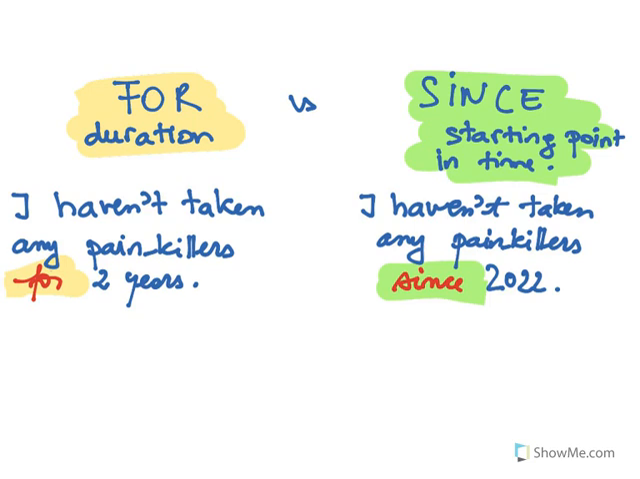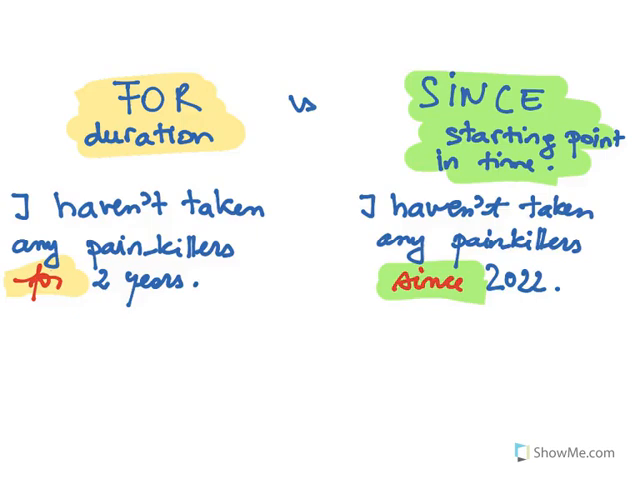Okay, it's very important to know the difference between for and since when you use the present perfect. Why? Well, because in French, it translates with the same word, which is depuis. When I say I haven't taken any painkillers for 2 years, I use for because I'm interested in the duration of that situation. When I say I haven't taken any pills since 2022, well, I'm interested in the starting point in time, that is 2022.